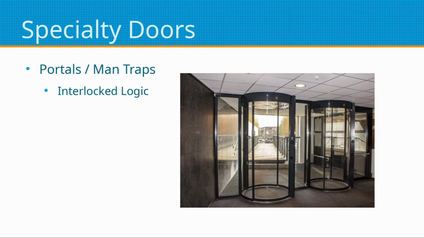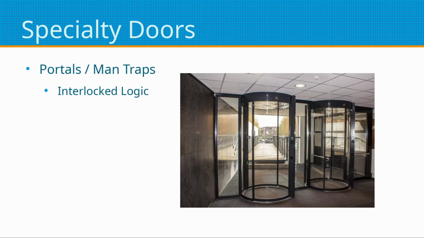Some other specialty doors out there are often called a portal or a man trap, sometimes called a sally port. They use an interlocked logic, so you enter a confined space, and until the first door locks, the second door won't unlock. And so that keeps people from tailgating, running through, bringing multiple people through. If it's a bank, for example, somebody robs the bank, they can get out the first door, but they're locked and they can't get out the second door because the teller can actually hold down a button and keep that door locked. Those are also common in prisons, any place where you don't want to escape, or data centers where you need to really control who goes in and out.